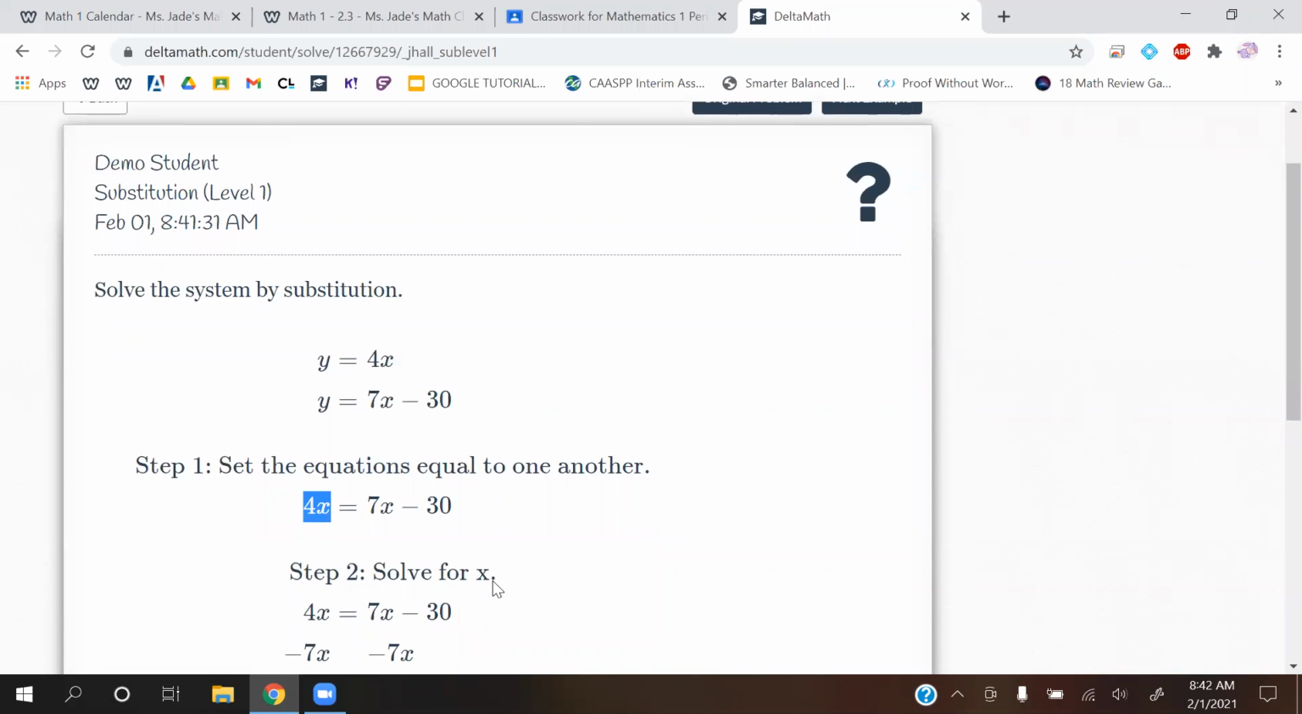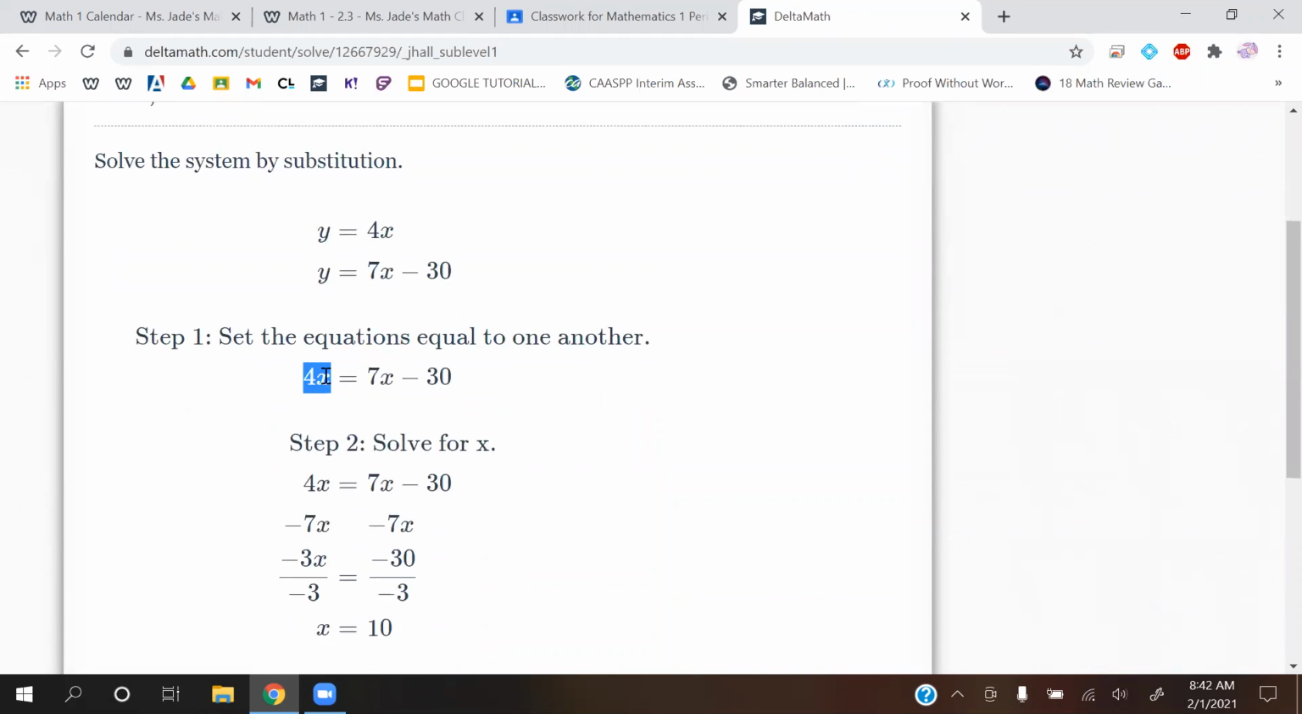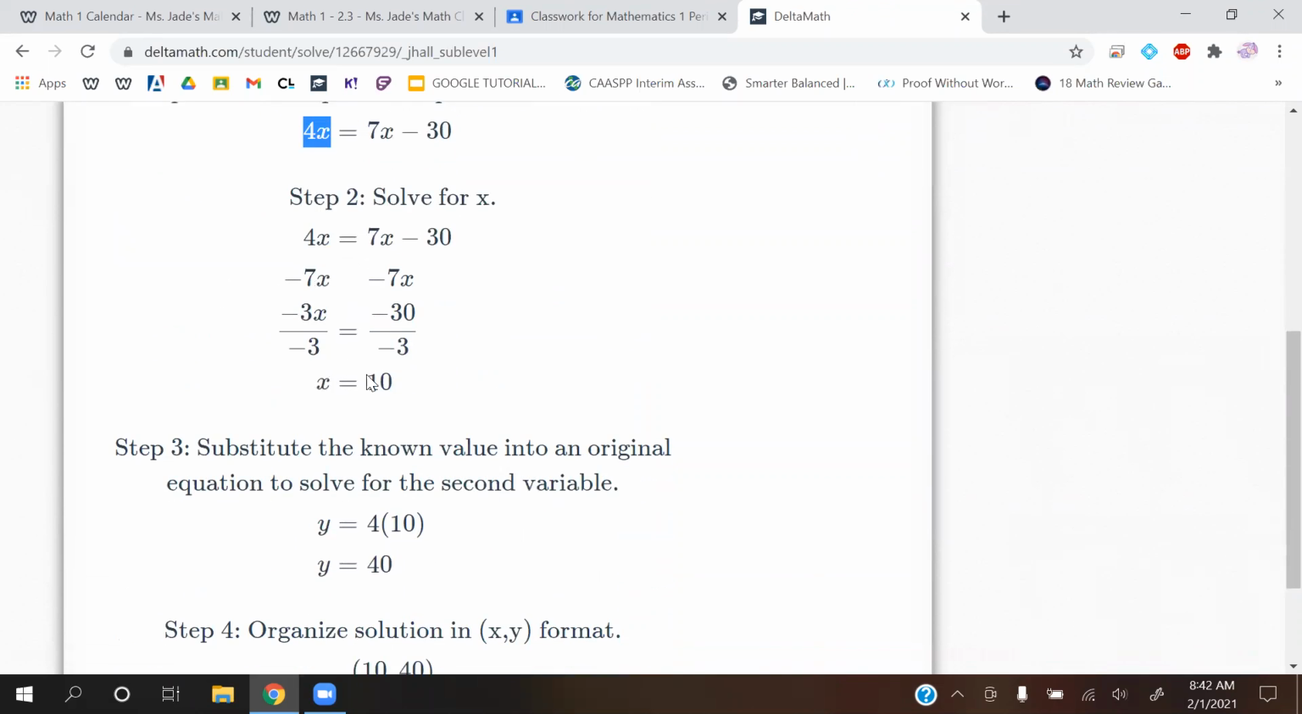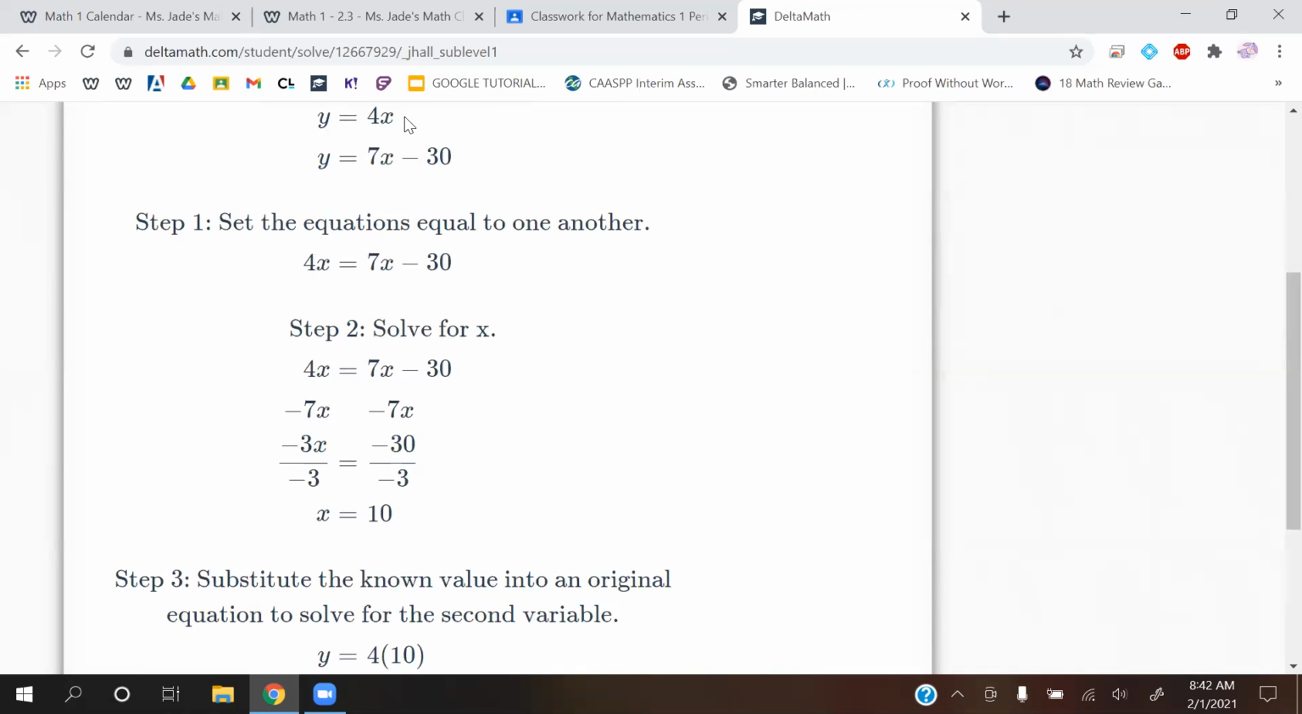So that got substituted. So 4x is equal to 7x minus 30, and then you solve for x by, you see over here, they subtracted the 7x, so you got negative 3x is equal to negative 30 divided by negative 3, because x is multiplied by negative 3, so you do the opposite, you divide, and then that gives you x is 10. And then now that you know x is 10, we still need to know y. So you plug it into your equation. What is y equal to?